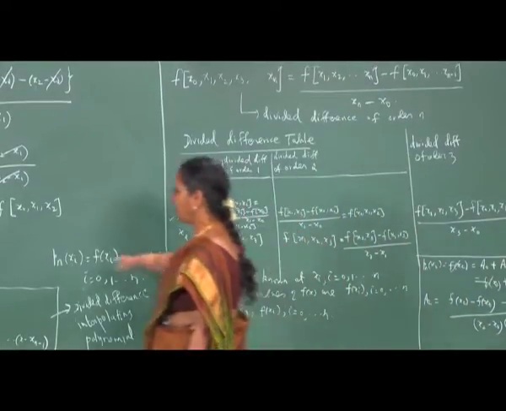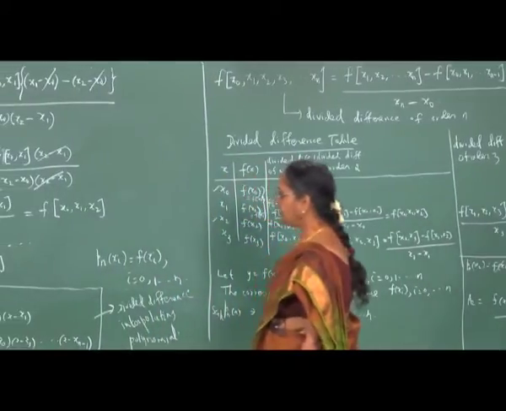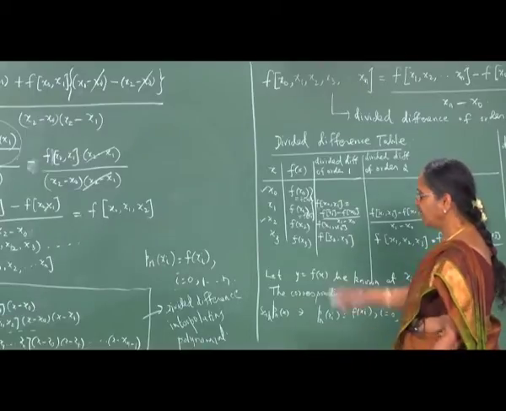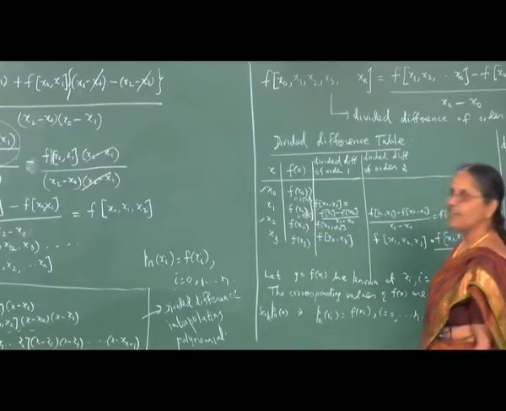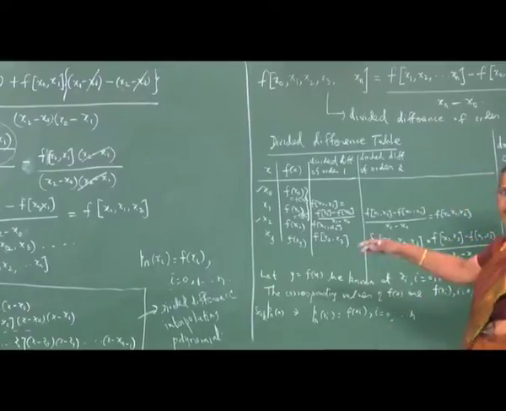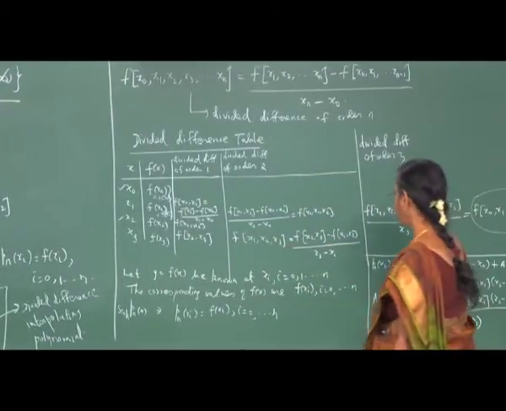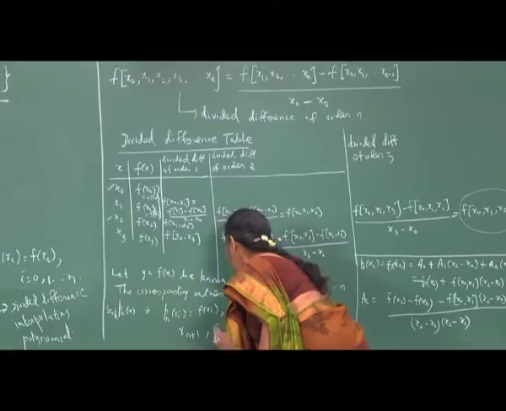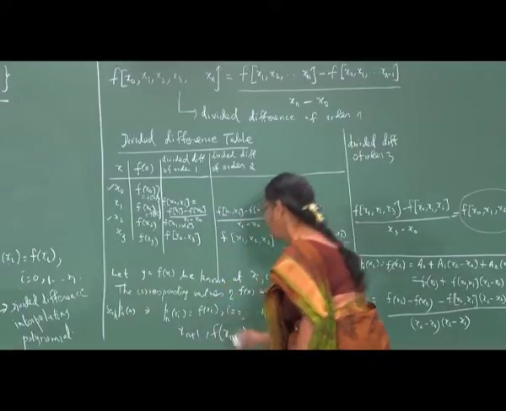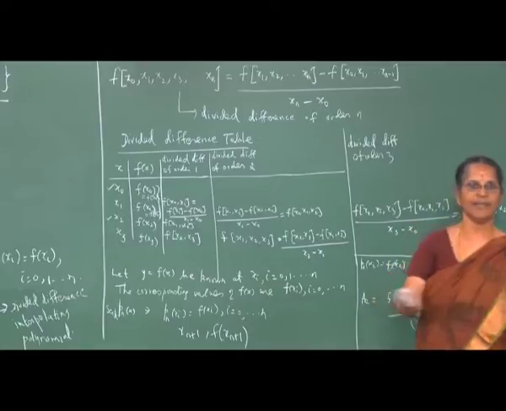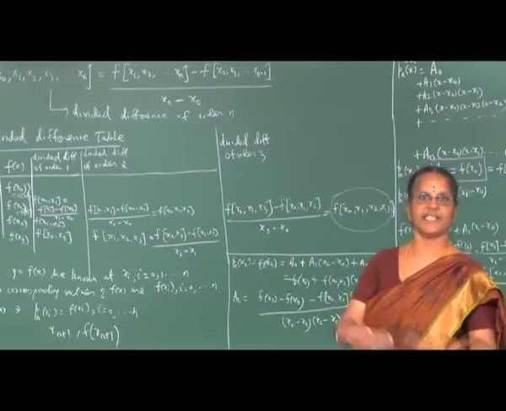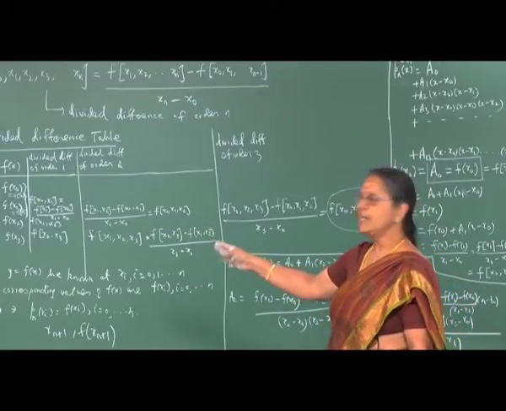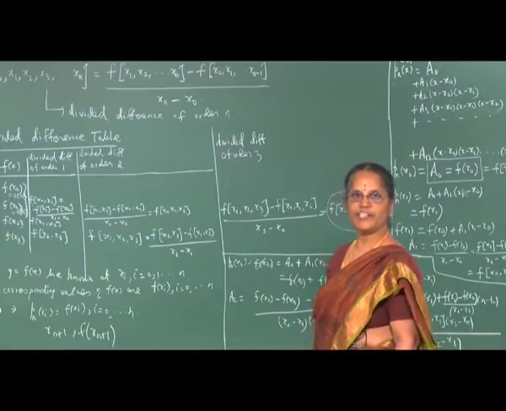The greatest advantage of divided difference method is the following. Suppose I have another information about this function f of x, say at the point xn plus 1, and the information is f of xn plus 1. It is just not at one point. Whatever be the number of points at which you get extra information about the function, the following can be done. We just explain this in case we have one additional information.